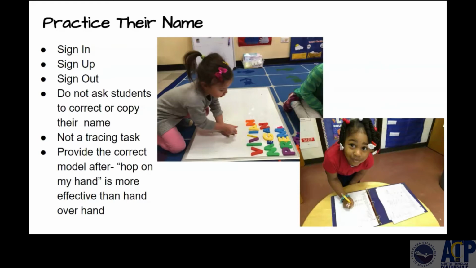When students are practicing their name, do not ask students to correct or recopy their name. It should not be a tracing task. Adults should, however, at the end, provide the correct model. And hop on my hand is much more effective than hand over hand when helping a child learn the motor process for writing their name.